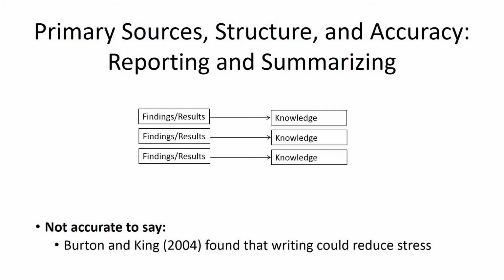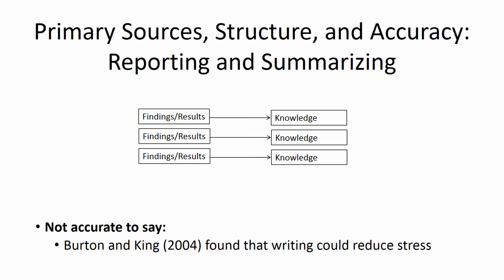To write about that information accurately, we need to make sure the wording gives the correct impression about the design and the variables included in the study. For example, we know that Burton and King conducted an experiment where they manipulated writing, measured mood, and measured health center visits, and found that writing about positive experiences was associated with enhanced positive mood and better health.